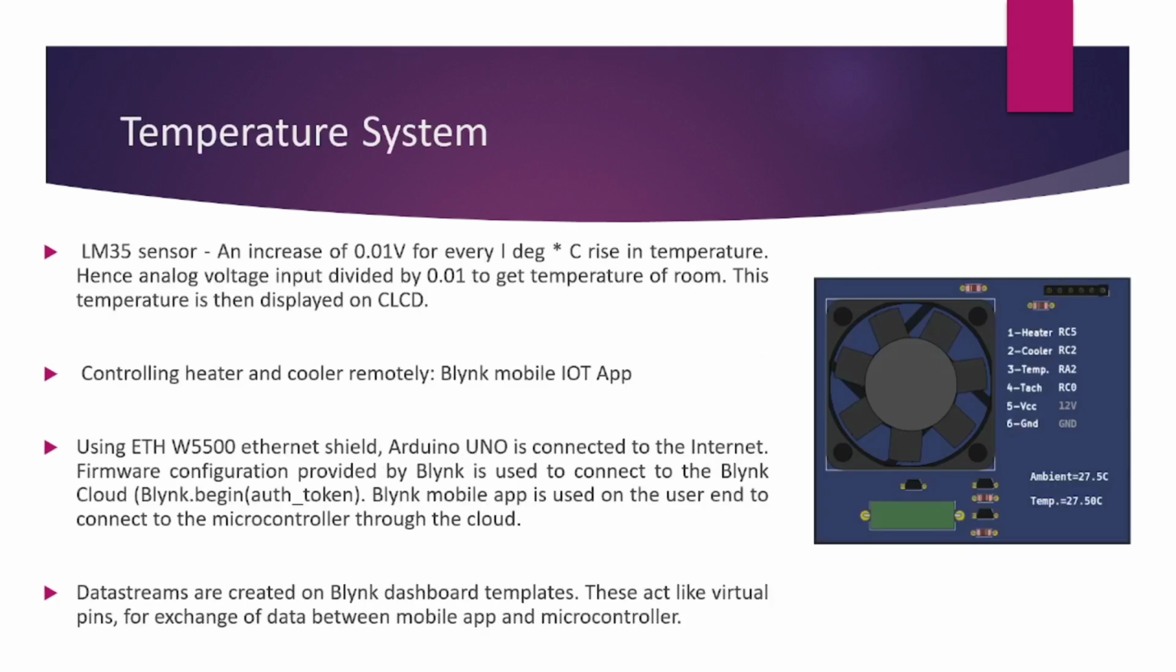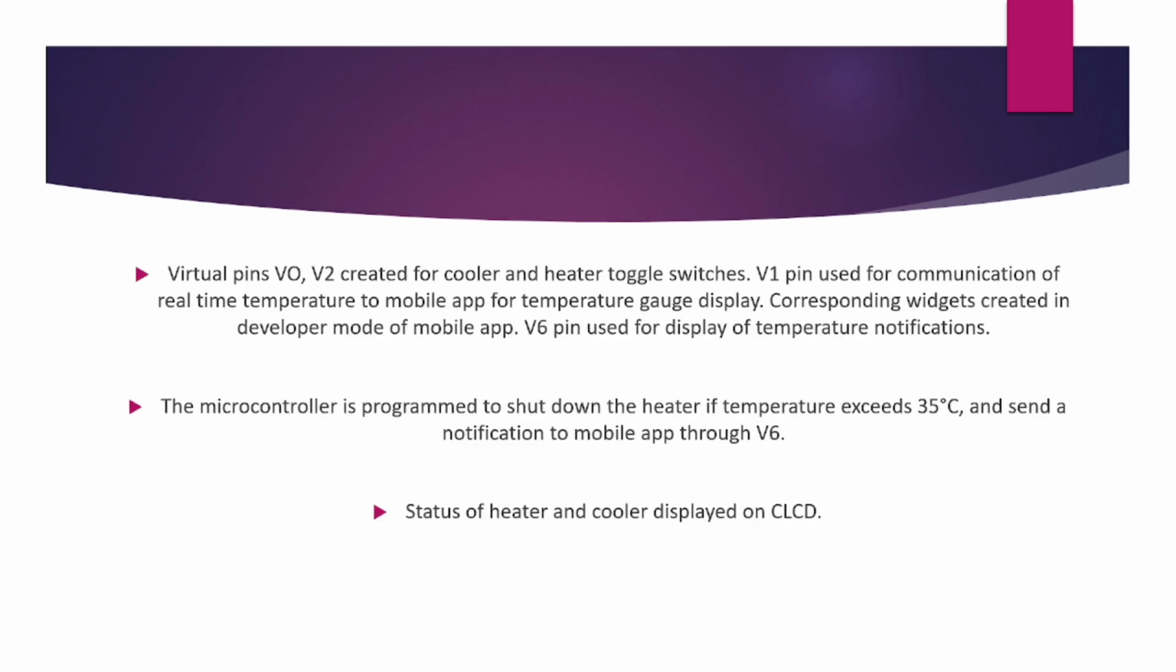Now, temperature system. The LM35 sensor will sense the temperature of the room. This temperature is displayed on the CLCD and through the Blynk IoT mobile app. We will control the heater and cooler. To do this, we have created many data streams in the Blynk dashboard templates. These act like virtual pins for exchange of data between the mobile app and the microcontroller.